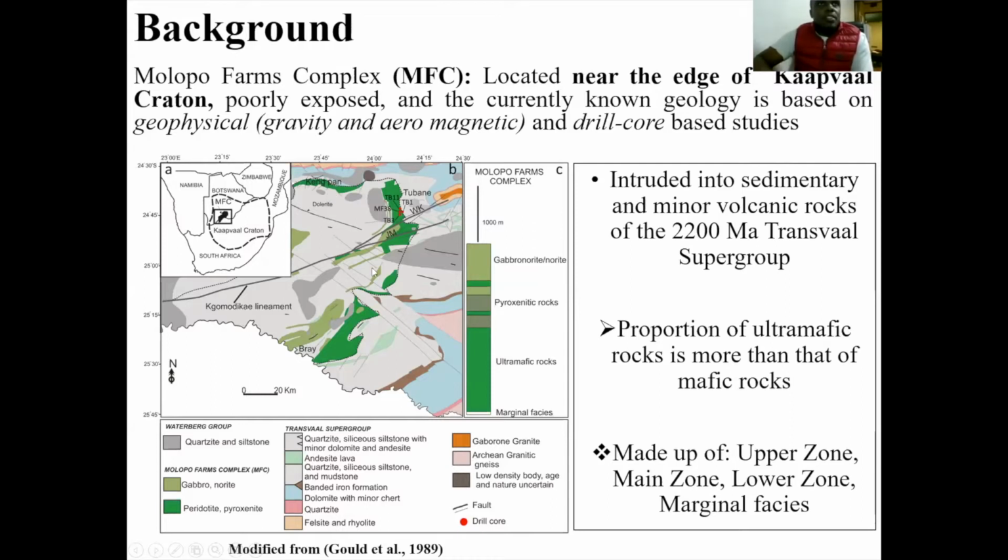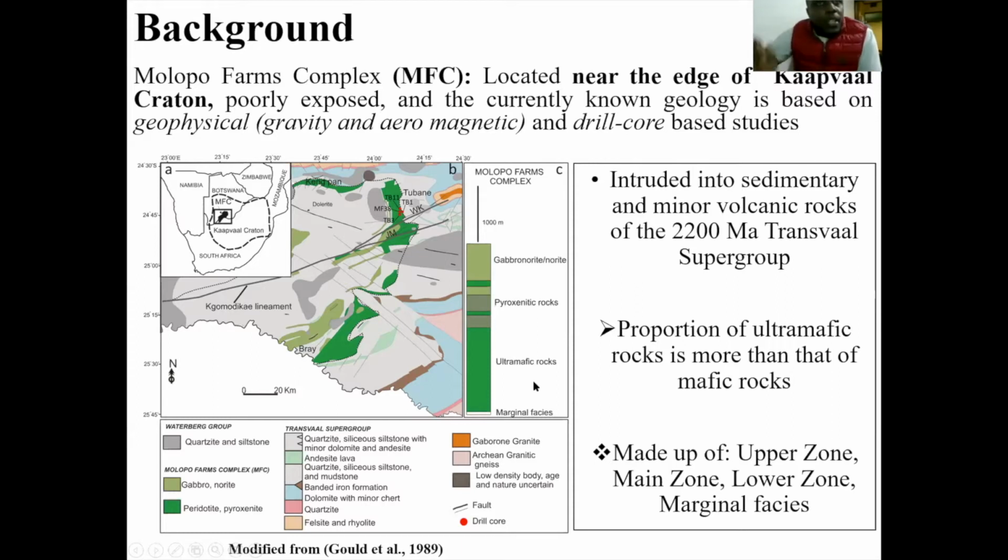The complex also intruded into the sedimentary units of the Transvaal Supergroup, into which the Bushveld is intruded, and the available geology is made possible through the study of drilled cores and some geophysical work. The Molopo Farms Complex is composed of a large proportion of ultramafic rocks compared to the overlying mafic rocks.